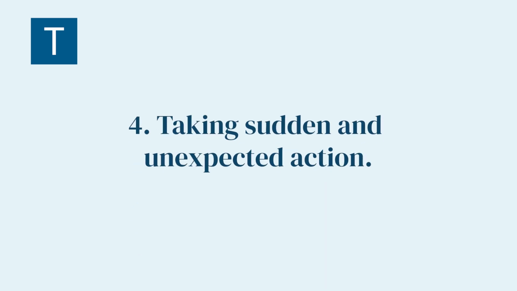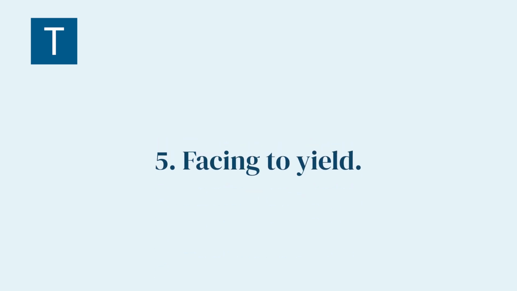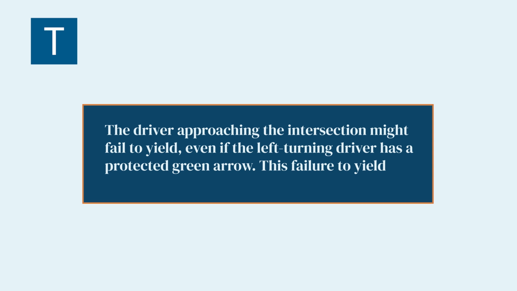4. Taking sudden and unexpected action. If the oncoming car suddenly swerved or took evasive actions that made it impossible for the left-turning driver to avoid a collision, the responsibility could shift to the oncoming driver. 5. Failing to yield. The driver approaching the intersection might fail to yield even if the left-turning driver has a protected green arrow. This failure to yield can make them at fault.